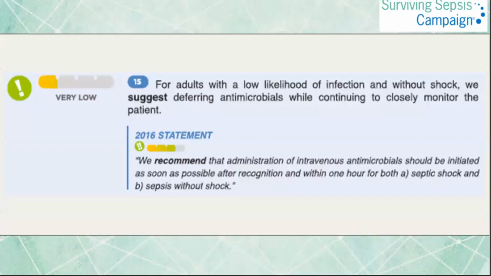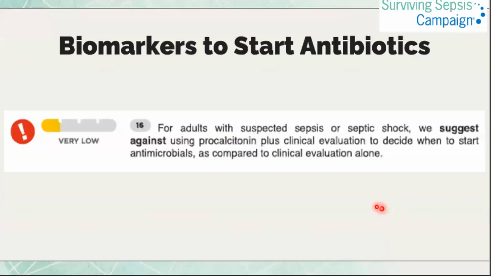For adults with a low likelihood of infection and without shock, we suggest deferring antimicrobials while continuing to closely monitor the patient. Biomarkers to start antibiotics. For adults with suspected sepsis or septic shock, we suggest against using procalcitonin plus clinical evaluation to decide when to start antimicrobials as compared to clinical evaluation alone.